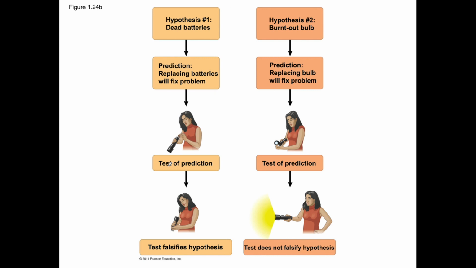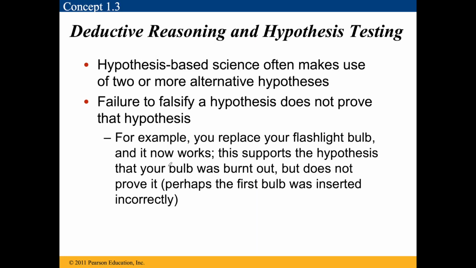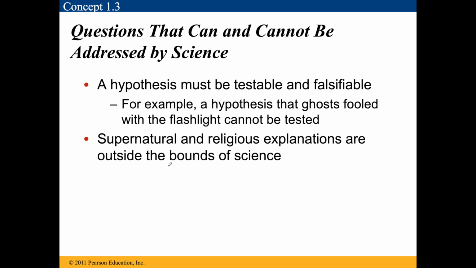So you can't test for the presence of a ghost. Second, it's not falsifiable. It is impossible for me to disprove a ghost. Maybe a ghost is messing with my flashlight. I very seriously doubt it, but since I can't disprove it, that's not a valid scientific hypothesis. So for a hypothesis to be a valid scientific hypothesis, it must be testable and falsifiable.